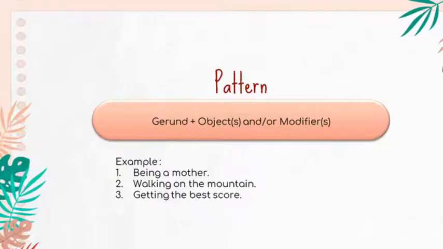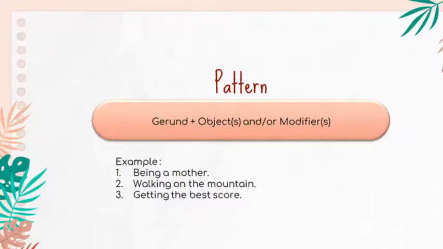The pattern is gerund plus objects or modifiers. For example, first, being a mother. Being is gerund and a mother is object. And then the second, walking on the mountain. Walking is gerund and on the mountain is modifiers of walking. And then getting the best score. Getting is gerund, the best score is modifiers.